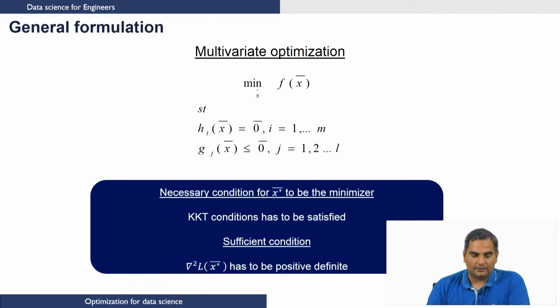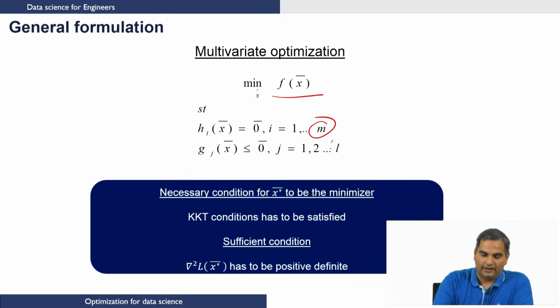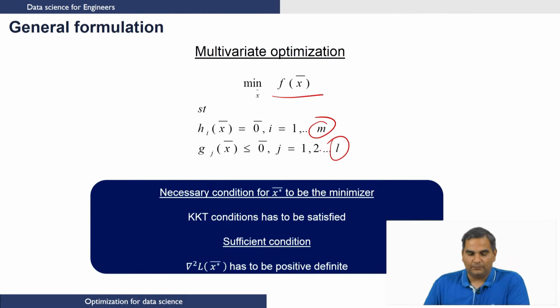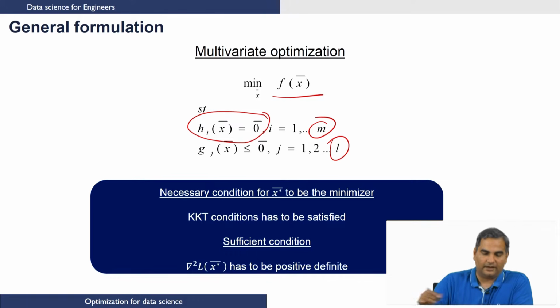So, a general multivariate optimization problem has both equality and inequality constraints. I have the objective function, I have m equality constraints and L inequality constraints. Notice that we can always write the equality condition in this form where I have 0 on the right hand side, because if I have something on the right hand side I simply move it to the left hand side and get a 0 on the right hand side.